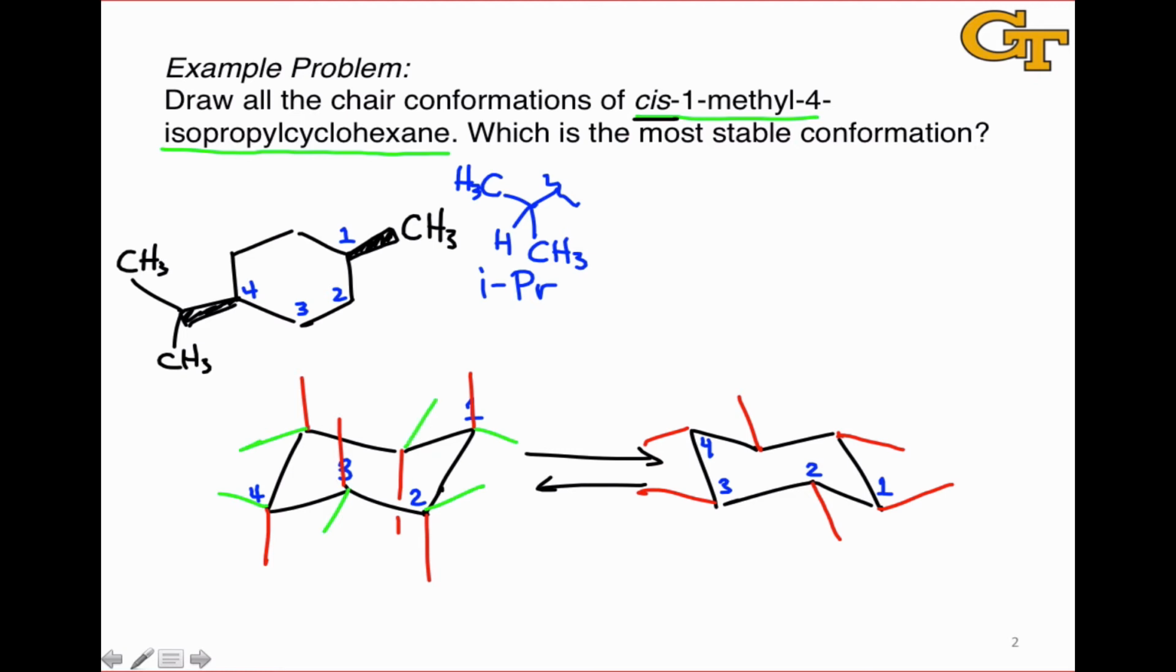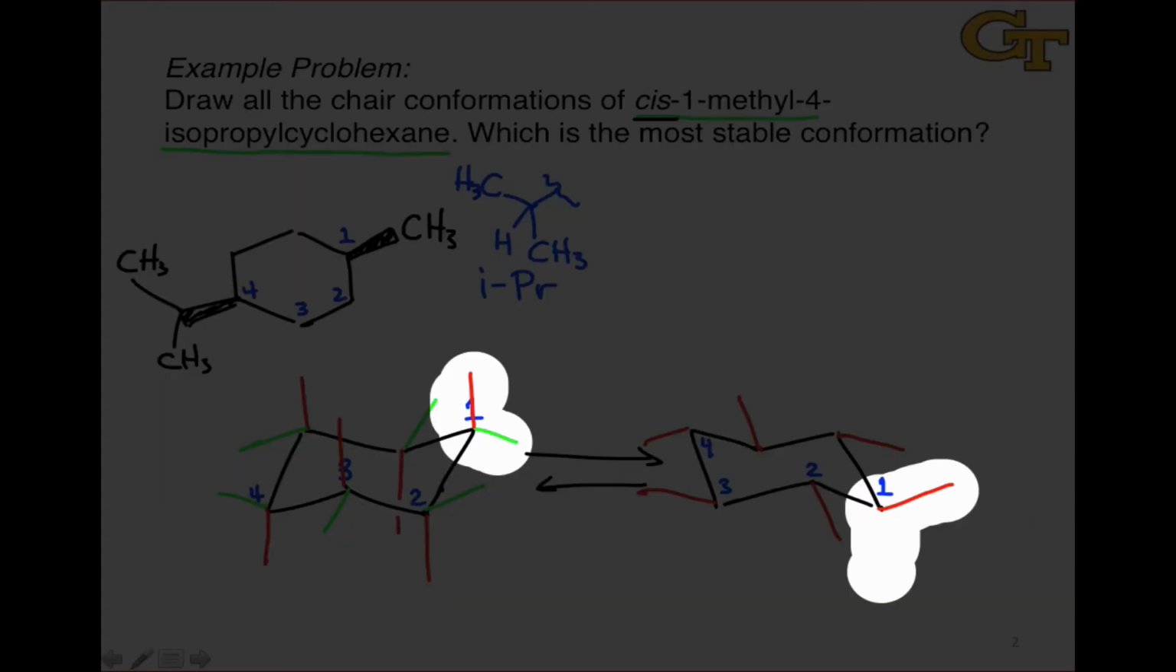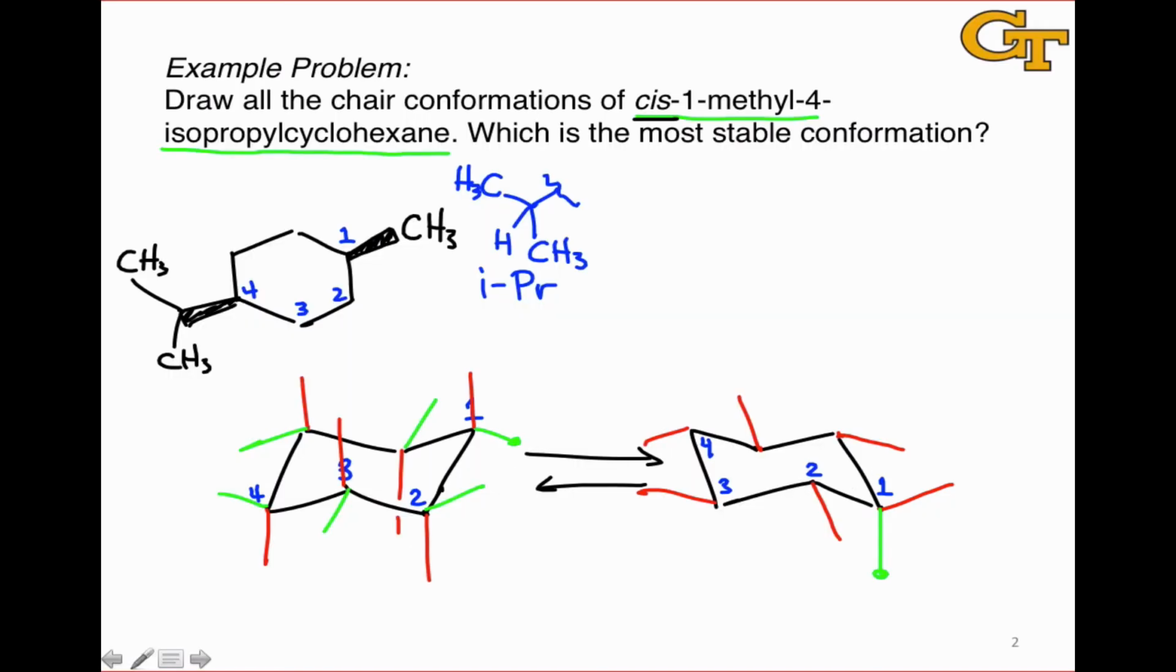And watch what happens to the equatorial positions upon the flip. On carbon 1, what was equatorial is now axial, still pointing downward. Notice it's pointing downward in both structures, but it's now axial in the right-hand structure. And the same idea applies to all the other equatorial positions. The position on carbon 2, which is pointing upward in this structure, is still pointing upward in the right-hand structure. It's just now axial rather than equatorial.